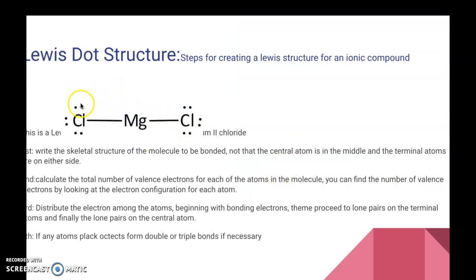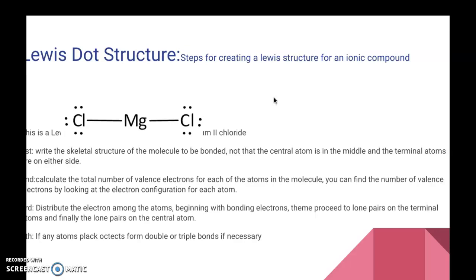So right here we have the steps in creating a Lewis dot structure. Here I have magnesium chloride, which is an ionic compound, where we are transferring valence electrons from one ion to another. The first step is to write a skeletal structure for the molecule. If we know that there are going to be two chlorine atoms and one magnesium atom, magnesium is going to be our central atom, and the chlorines are going to be our terminal atoms.